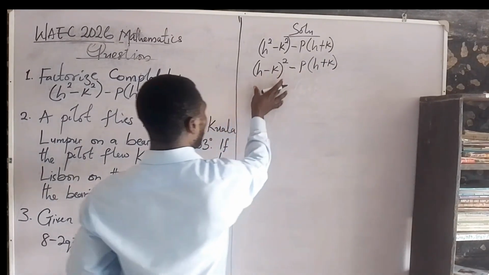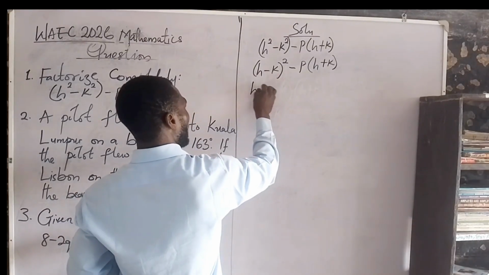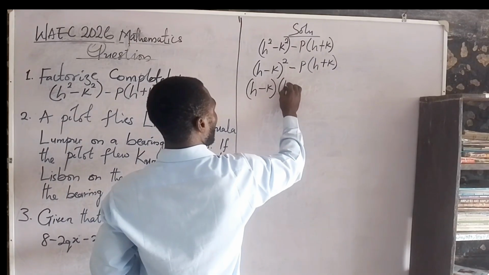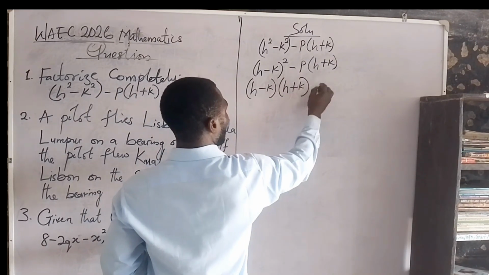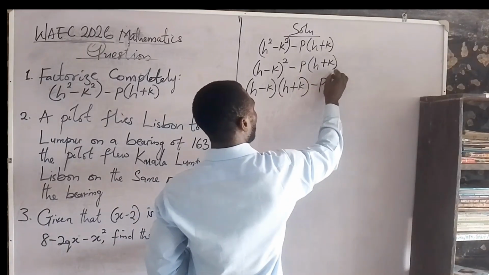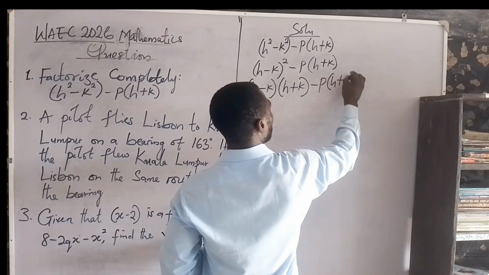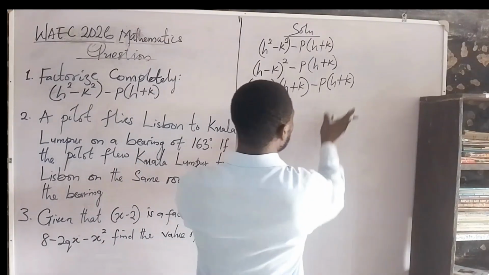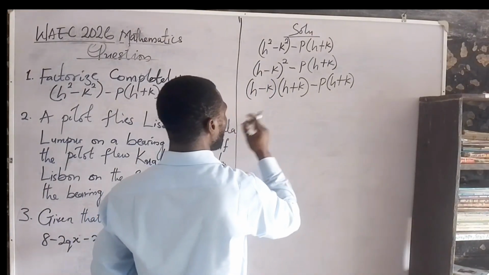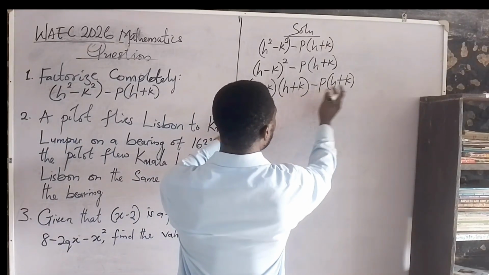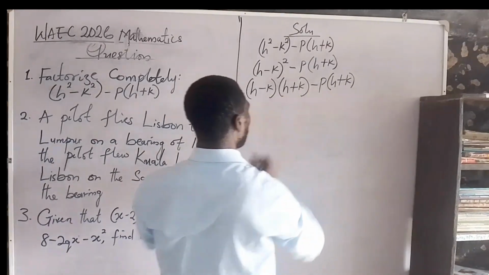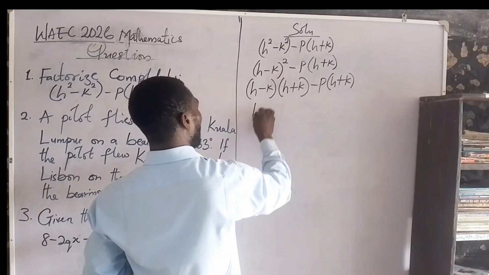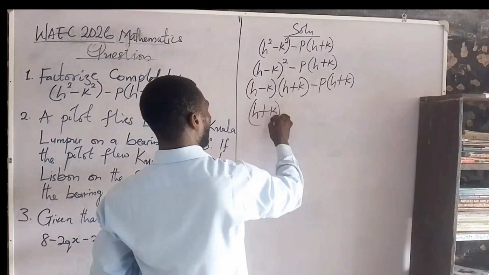So we can now expand this. We can rewrite this as (h minus k)(h plus k) minus p(h plus k). Now when you look at the left hand side and the right hand side of your expression, you will discover that you have a common factor, which is h plus k. So we are going to factorize and bring out the h plus k.